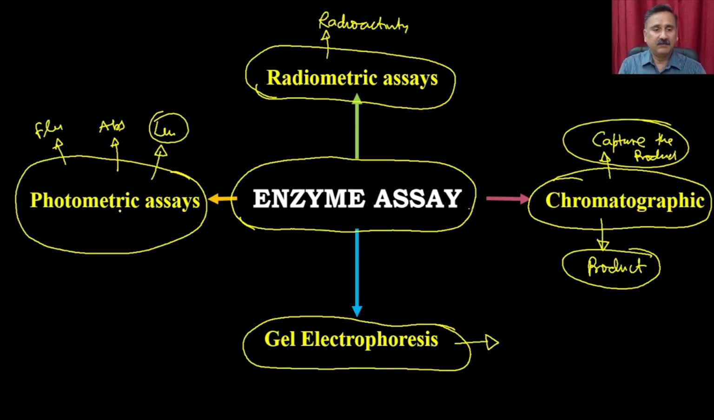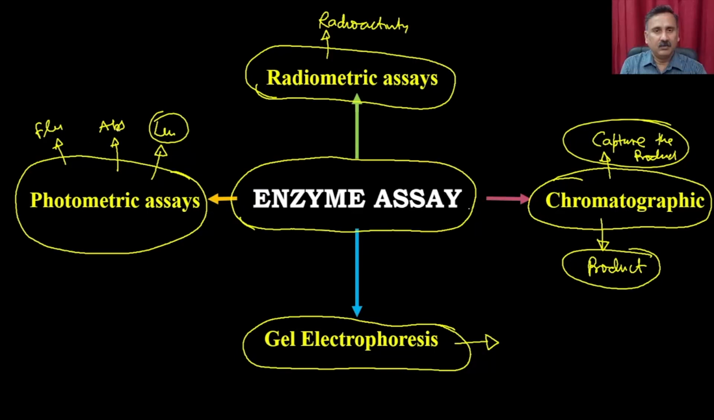So let's start first with the photometric assays, and we'll discuss different aspects of photometric assays, what are the different precautions you should take when you are setting up the photometric assays, and we'll discuss UV visible spectroscopy as well as fluorescence spectroscopy, how you can exploit these techniques for setting up fluorometric and photometric assays, and how you can utilize that for measuring the enzyme activity.